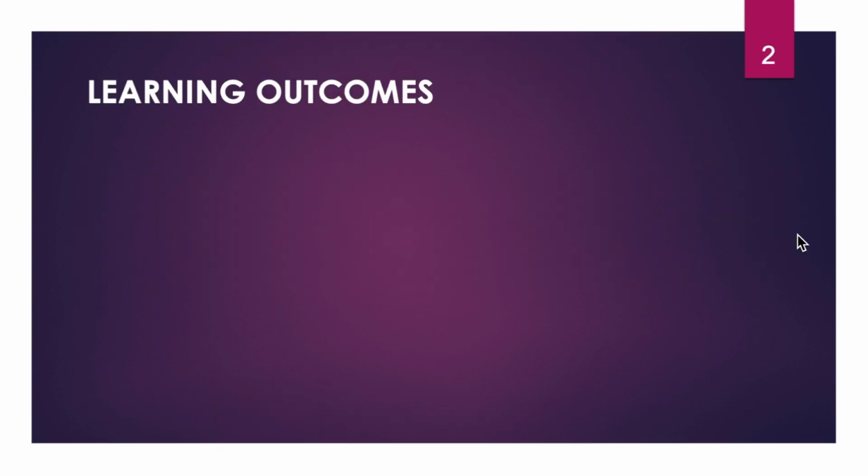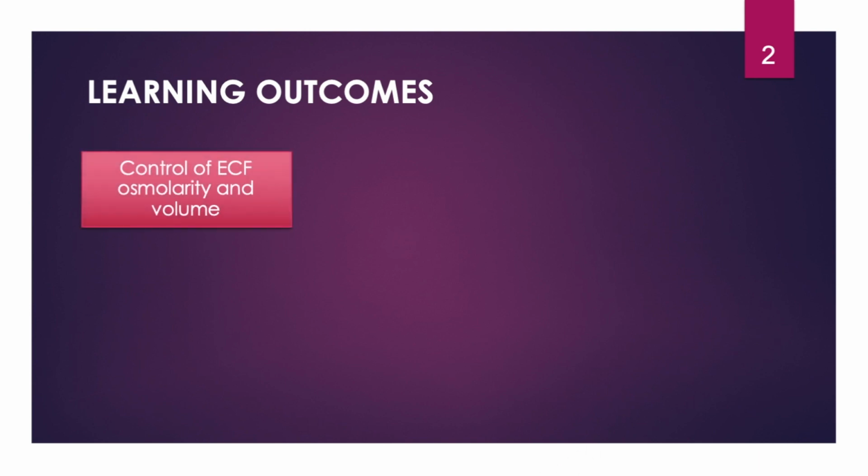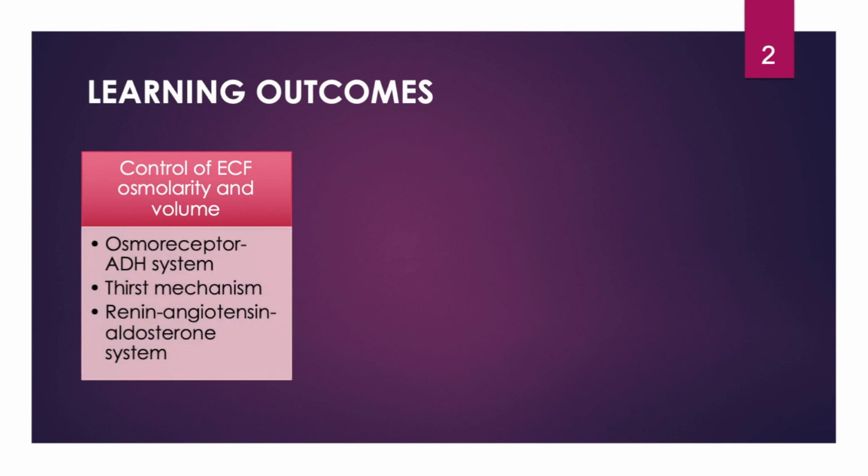In this video, we are going to look into Renal Physiology 2. In Renal Physiology 2, we are going to look at three aspects in renal physiology. The first part is control of ECF osmolarity and volume, or in other words, water and sodium homeostasis. We are going to look into three mechanisms, which are osmoreceptor ADH system, thirst mechanism, and renin-angiotensin-aldosterone system.